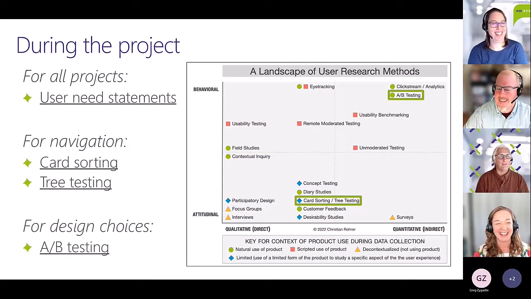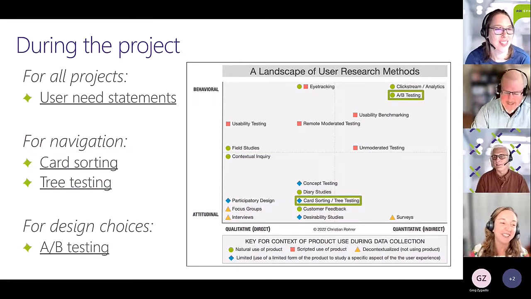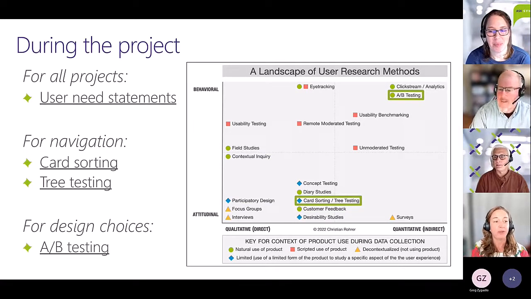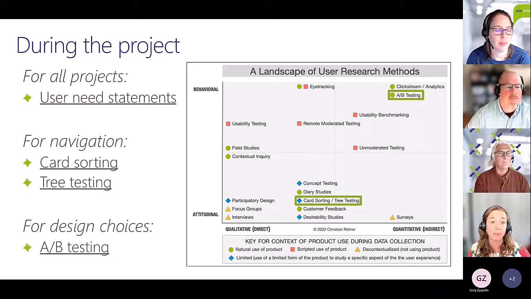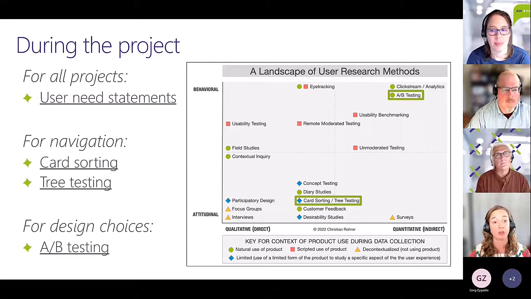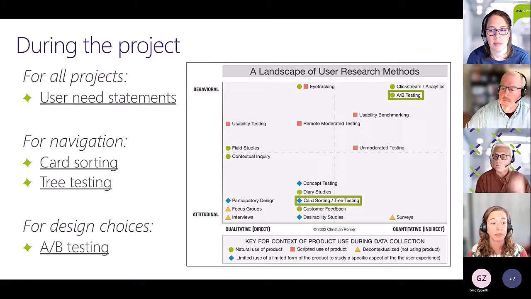It was beautiful. And then during the project, again, we have those user need statements for anything you're doing. Very often when I'm doing navigation, I'll do card sorting, whether that's open or closed, so whether I offer people those categories to put the cards into, or whether I give them blank cards to create their own, and tree testing. That way we can really measure if that is intuitive and giving strong enough information scent.